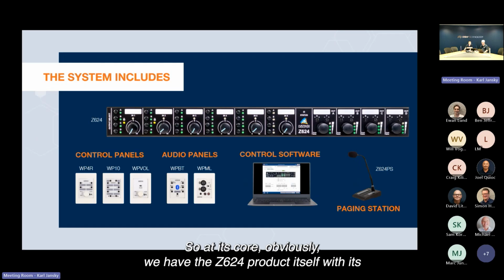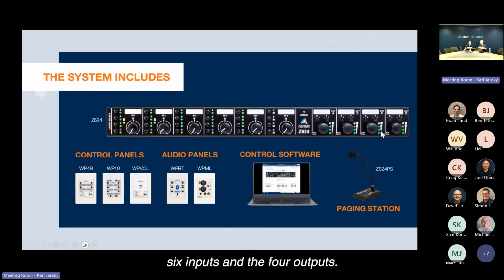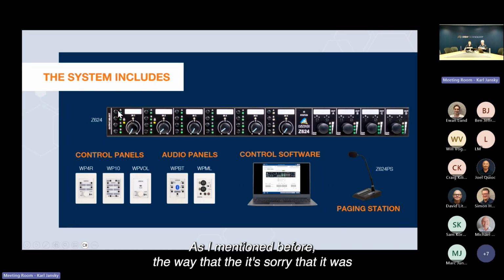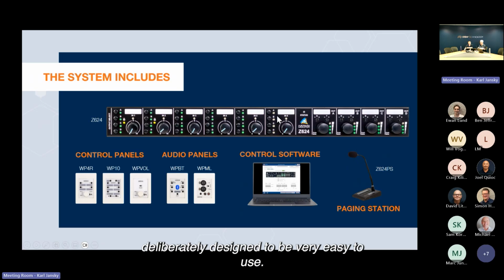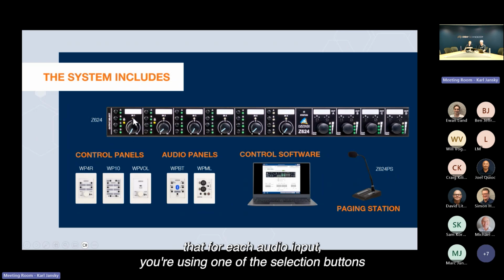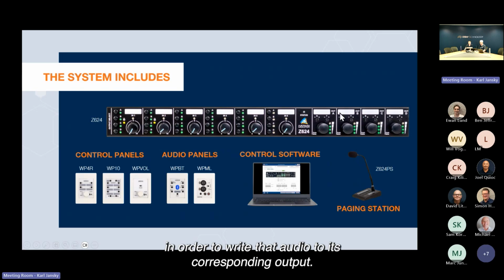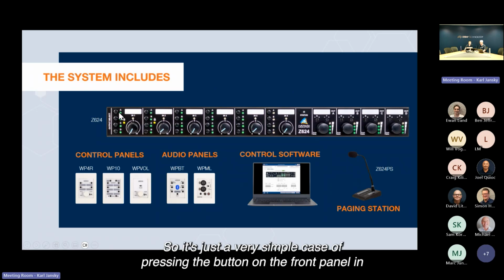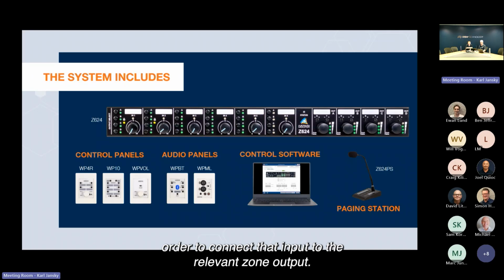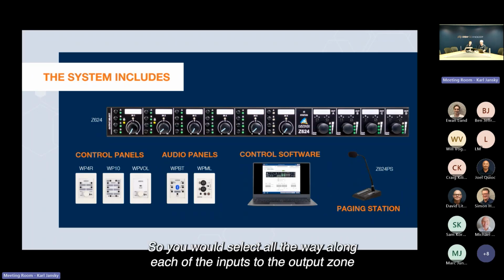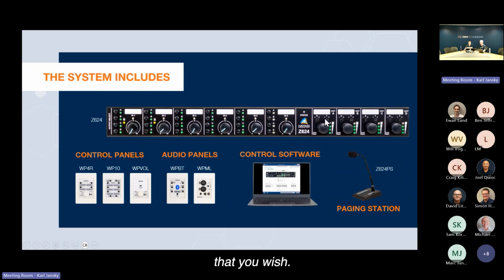So at its core, obviously, we have the Z624 product itself with its 6 inputs and the 4 outputs. As I mentioned before, it was deliberately designed to be very easy to use, and that's what we're showing in the front face here. For each audio input, you use one of these selection buttons to route that audio to its corresponding output. It's just a very simple case of pressing the button on the front panel to connect that input to the relevant zone output. So you would select all the way along each of the inputs to the output zone that you wish.